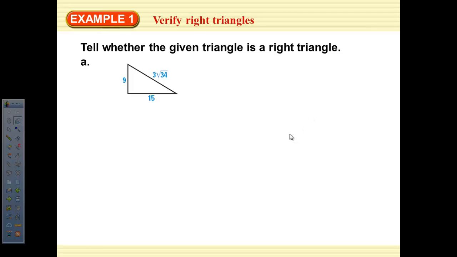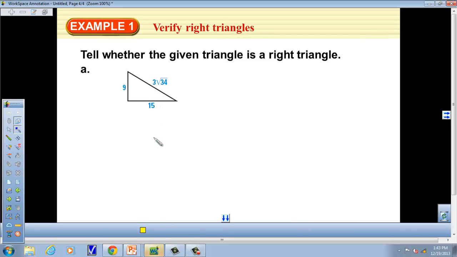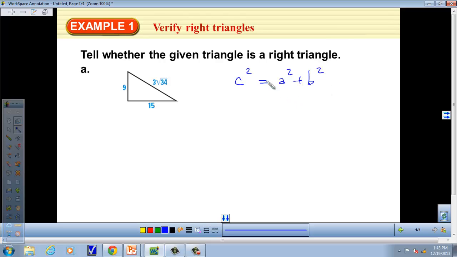Okay, in section 2 we're actually still looking at the Pythagorean theorem, but we're looking at the converse of the Pythagorean theorem. Basically, we don't know if this is a right triangle, and we can use the Pythagorean theorem to show that it is a right triangle. Basically, if this is the hypotenuse, we can fit it into c squared equals a squared plus b squared, and what we're doing is we're saying we don't know if that's true or not, but we're going to test it.